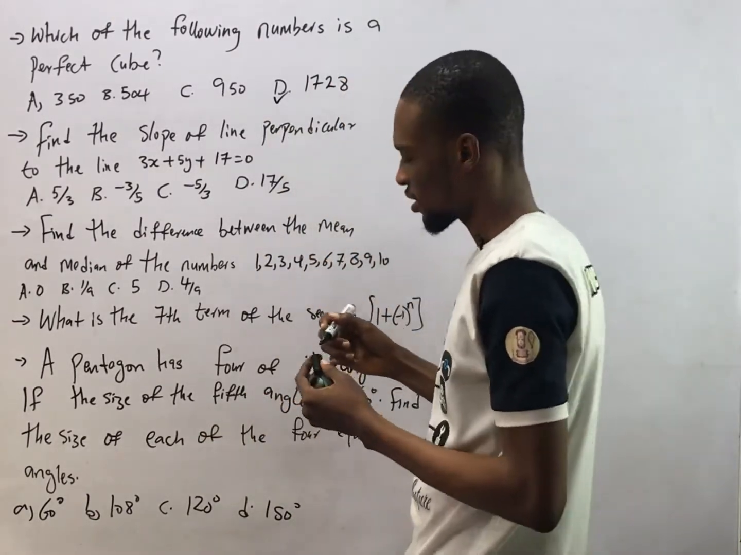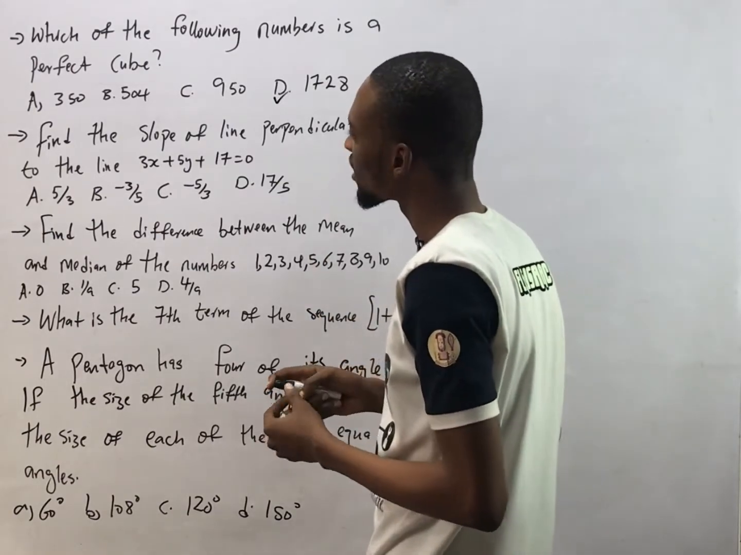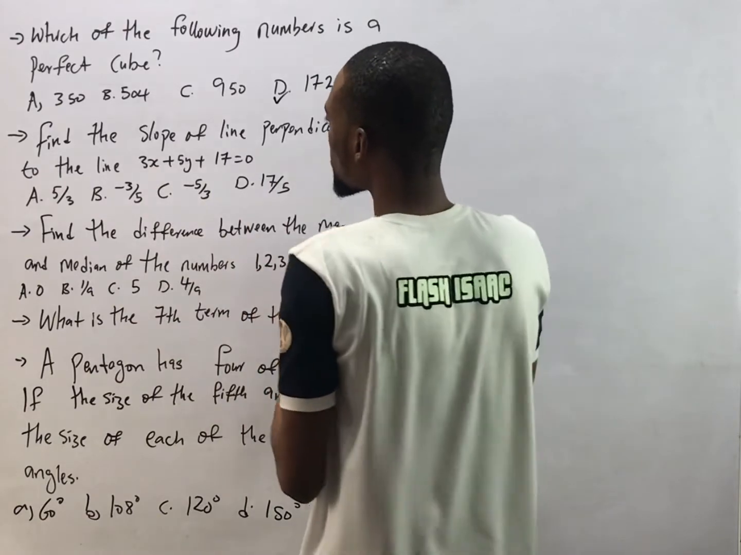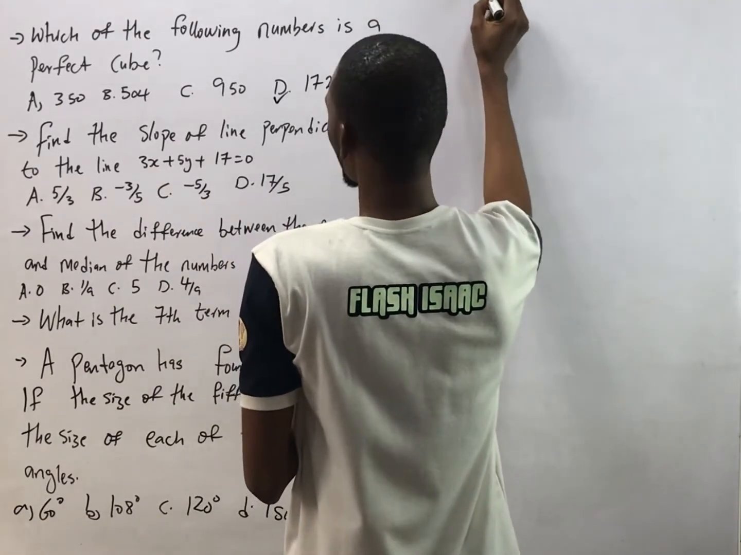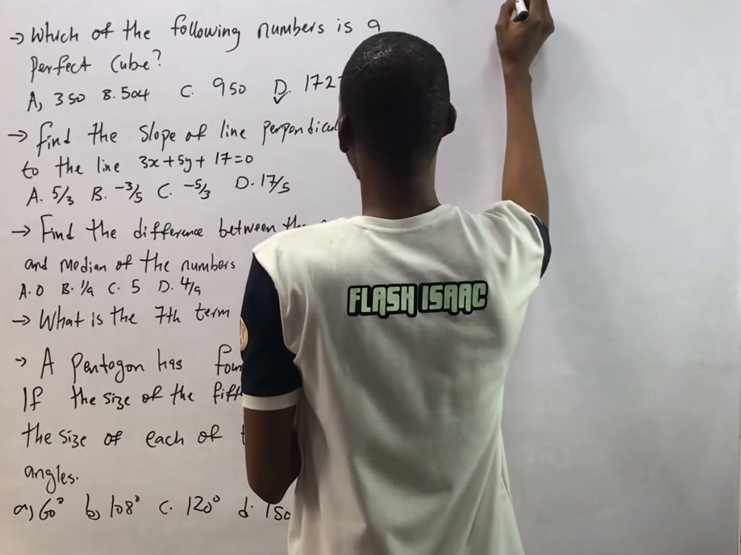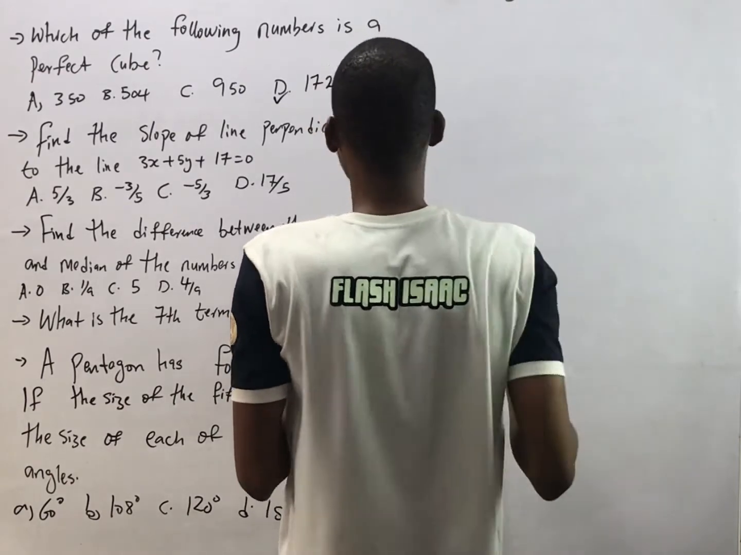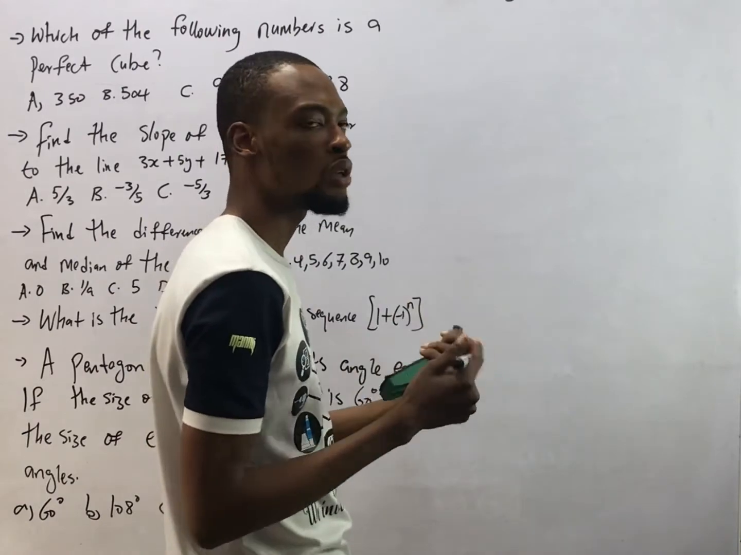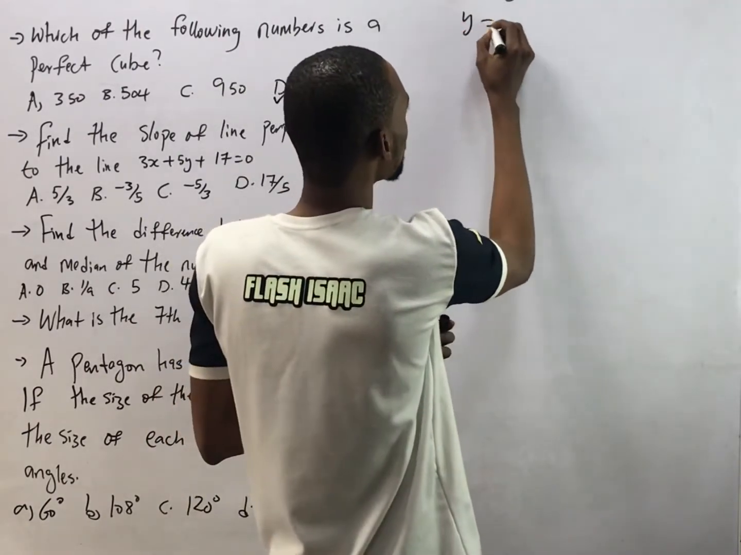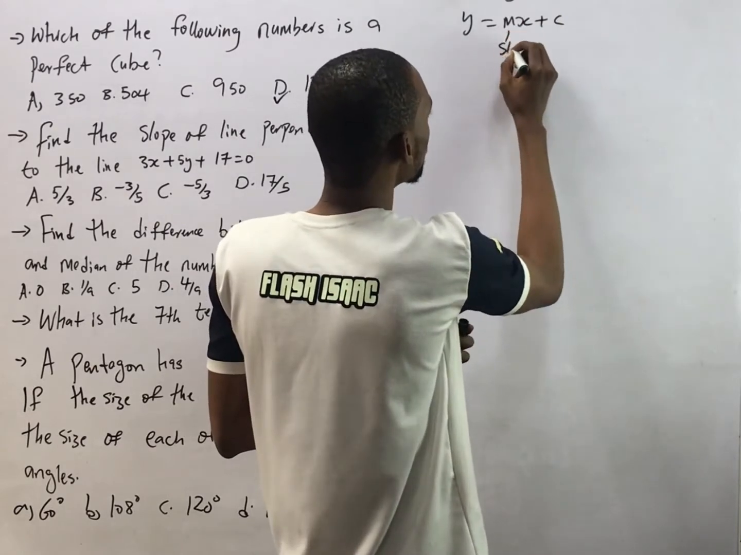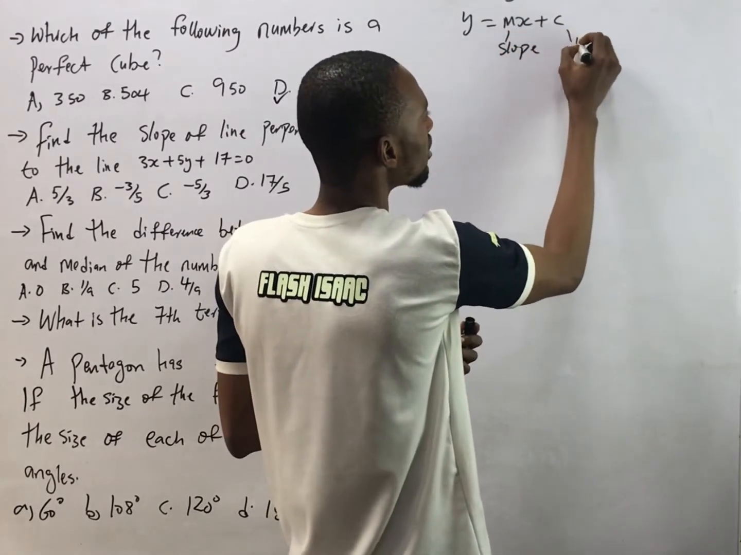The next question says, find the slope of the line perpendicular to this line. So this line is 3x plus 5y plus 17 is equal to 0. Now the standard form for equation of line is y is equal to mx plus c, where m is slope and c is intercept.